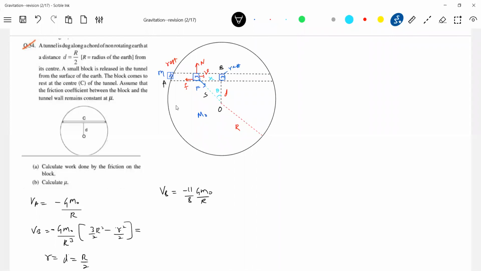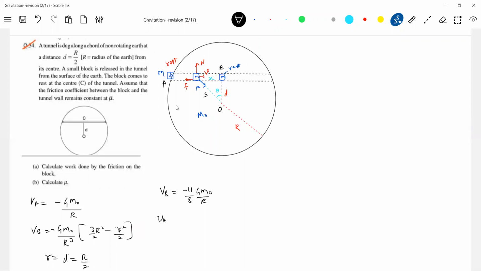Now, how to calculate work done by friction? So you do one thing. When it moves from A to B, what is the work done by the gravitational force? It does positive work, no? When it does positive work, potential energy must decrease because it is a conservative force. The decrease in potential energy is utilized to overcome the work done. So therefore, I'll go for the work energy theorem. Of course, I can apply conservation of mechanical energy.